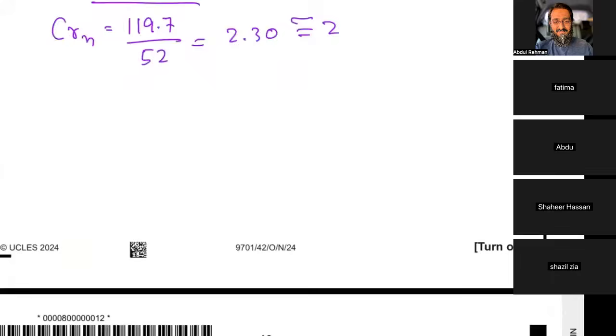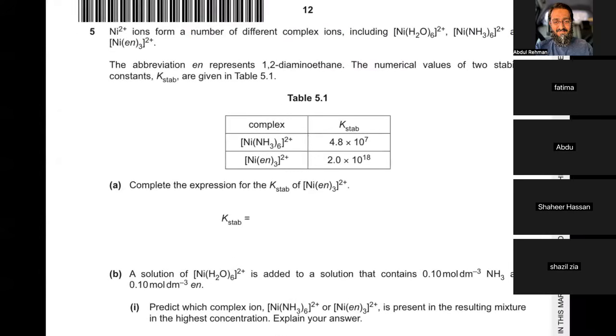Okay. Now question number 5. Nickel ion forms a number of different complex ions, including hexaaquanickel(II), hexaamminenickel(II) and tris(diamine)nickel(II). The abbreviation en represents 1,2-diaminoethane. The numerical values of the two stability constants are given in 5.1. Complete the expression for K_stab for Ni(en)3.